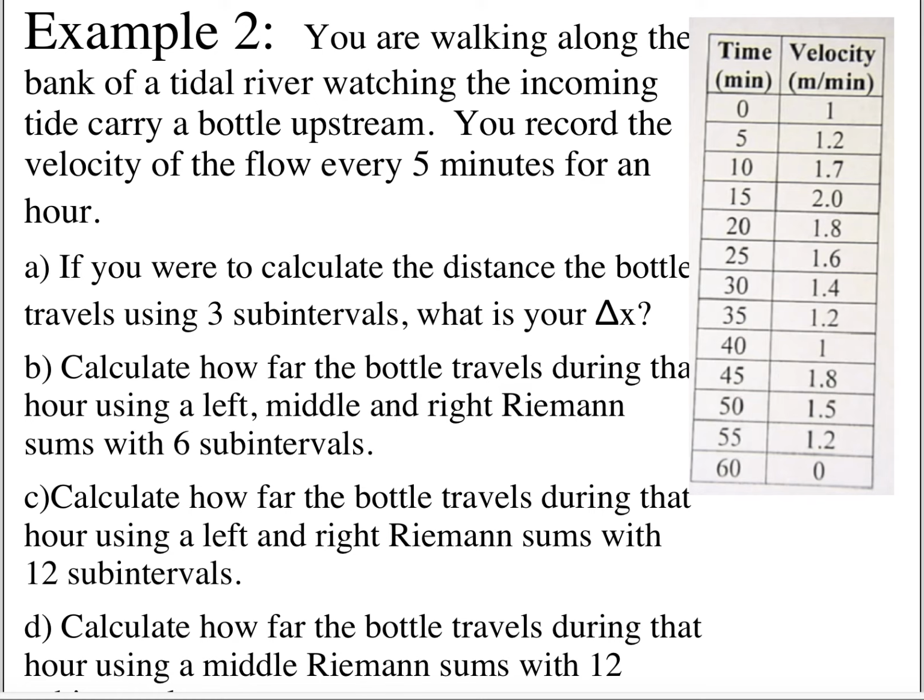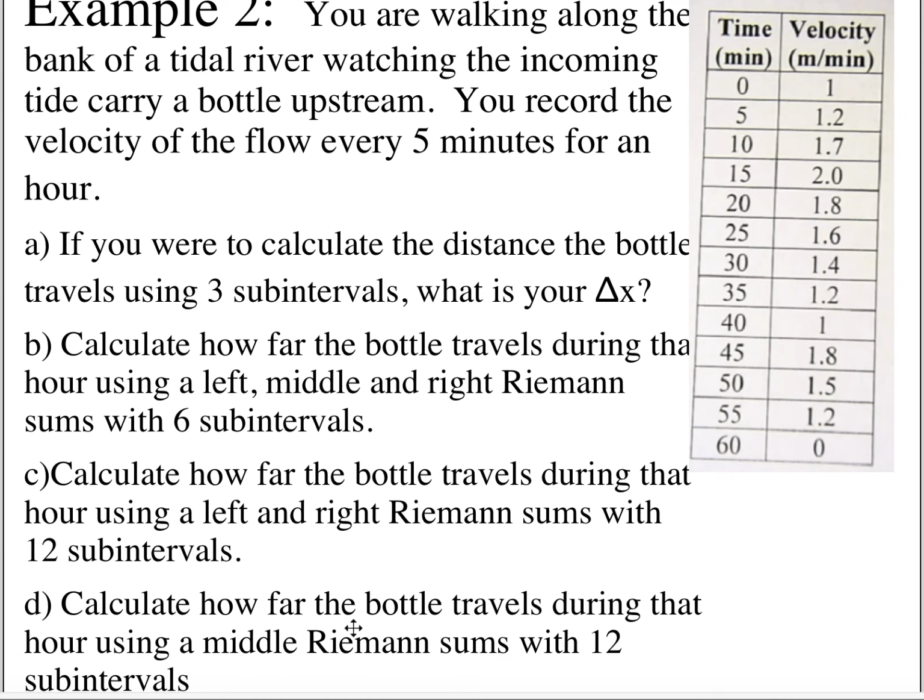For B, calculate how far the bottle travels during that hour using left, middle, and right Riemann sums with 6 subintervals. Then calculate a left and a right using 12, and then calculate a middle Riemann sum also using 12 subintervals. So go ahead and pause the video, see if you can come up with this, and then come back and take a look at the answers.